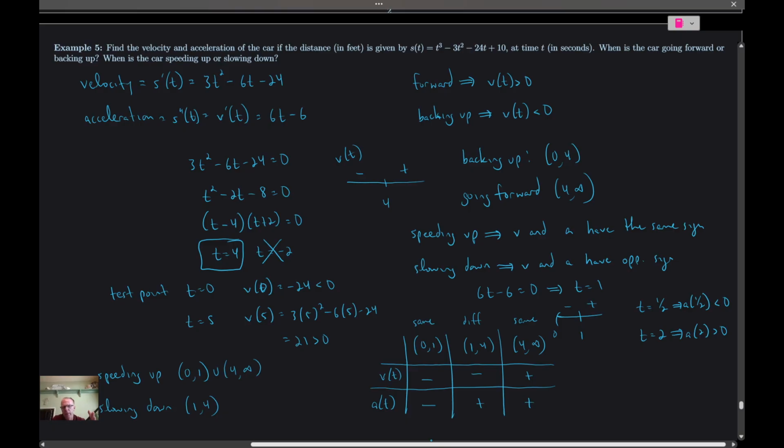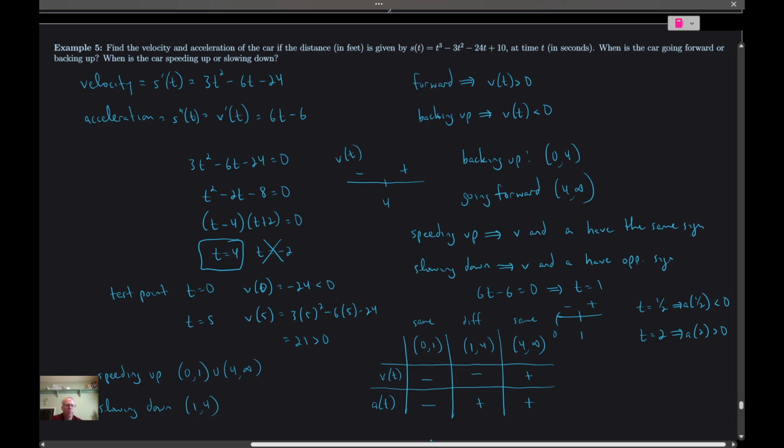Okay, and it kind of makes sense if you think about it. You're probably at rest, and then you have to speed up a little bit. You back up, you speed up when you start, and then you slow down until you come to a stop at t equals 4, and then you speed up, and then you go. Okay, so that's the velocity and the acceleration.